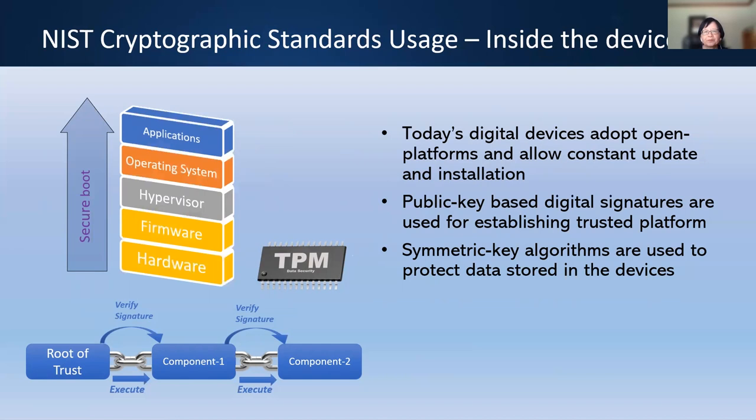update. So public key based digital signatures are used for establishing a trusted platform, including verifying software and verifying firmware, so it can form a trust chain. The secure boot basically goes from the root of trust to the firmware, to the operating system and software applications. And symmetric key algorithms are used to protect the data stored in the devices.